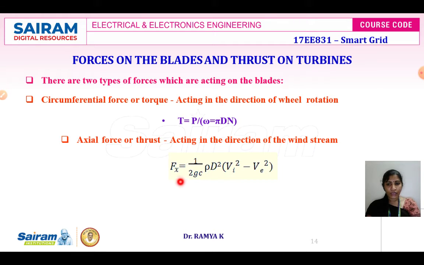Therefore, you can give the axial force or the thrust as Fx is equal to 1 divided by 2 gc rho d square (vi square minus ve square). Here also again your force is going to depend upon your air density rho.